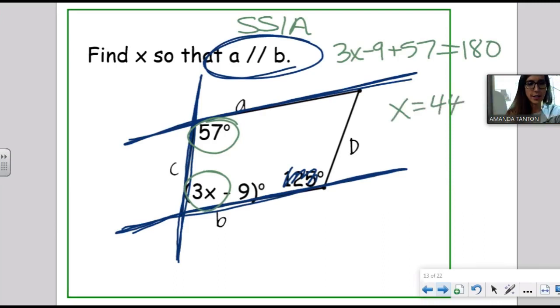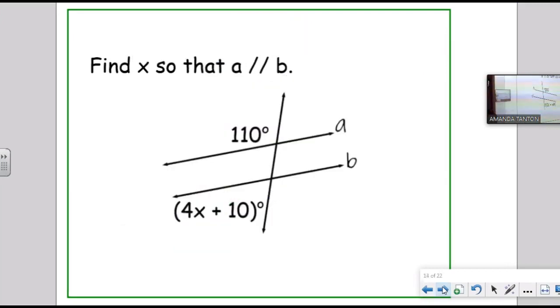I just wanted you to know how to set it up, though. I know you can solve for x by now. Find x so that A is parallel to B. Similar problem, way easier than the one we just did, actually. You identify the vocab word.